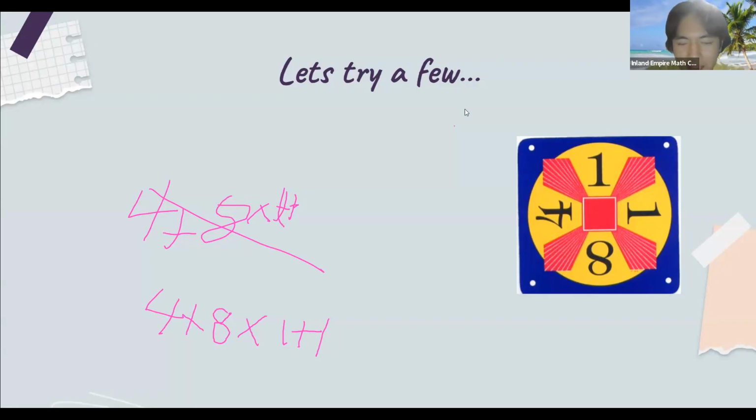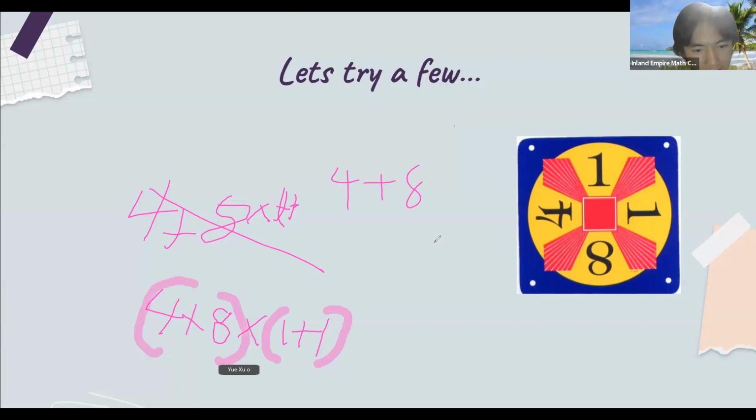Guys, remember that we're always aiming for 24, right? So 4 plus 8 times 1 plus 1 wouldn't really give you 24, because if you evaluate it with the order of operations, you would get 4 plus 8. Oh, you're putting it in parentheses. Okay, there we go. All right, good job, guys.